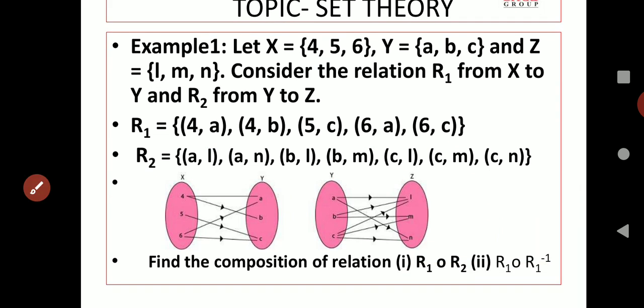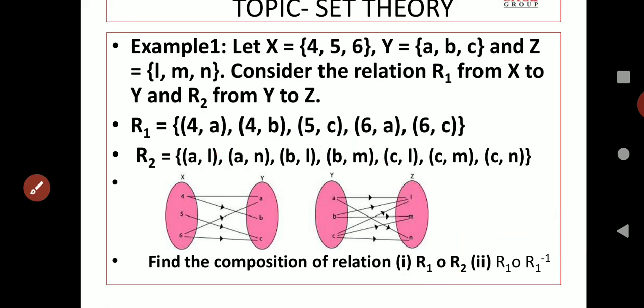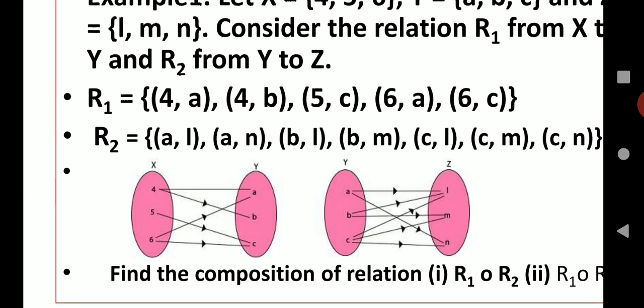We have to find the composition of relation R1 o R2, that means we have to find the relation from X to Z. So this relation is already given to us. This is the relation R1 and this is the relation R2. R1 is a relation from X to Y and R2 is a relation from Y to Z.